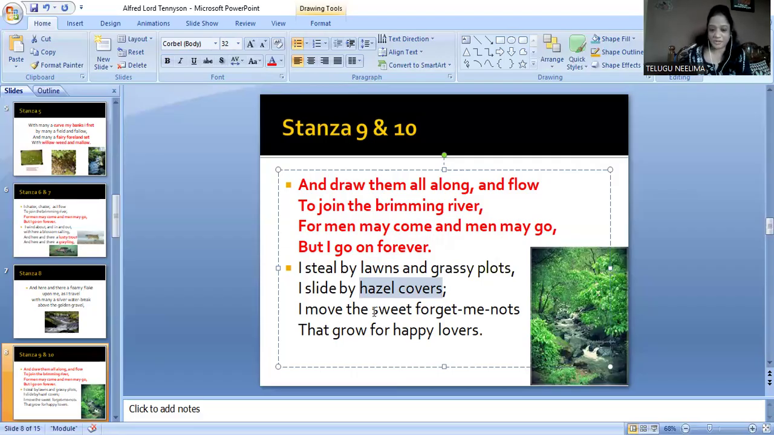I move the sweet forget-me-nots. If you really know, sweet forget-me-nots are flowers that couples usually like, and they want to gift them to their beloved. Like the touch-me-not plant. If you know what a touch-me-not plant is, you'll understand what a forget-me-not is. It's just like a flower, and it is telling that I go by lawns, I go by grassy plots, I go by hazel covers, I move the sweet forget-me-nots that grow for happy lovers.